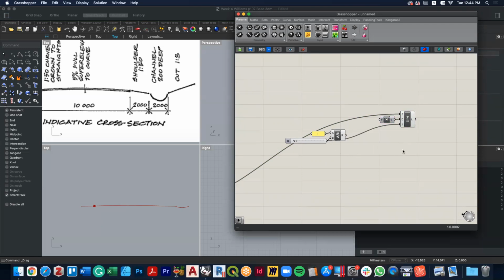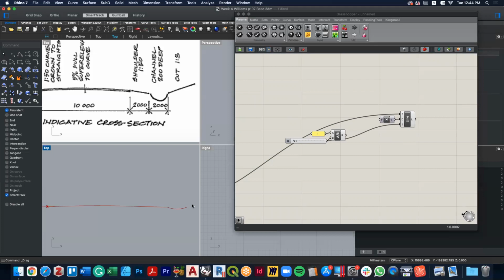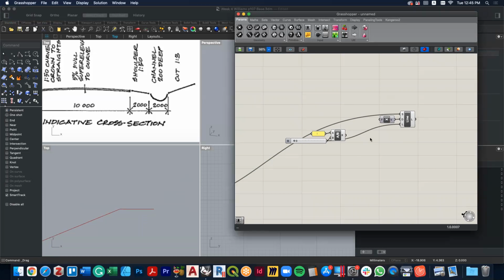Now, again, you're not even going to see this. Let's zoom in until we can see it. It's going to be tiny. And that's fine, because all I'm doing is creating a vector. So that's my first vector.